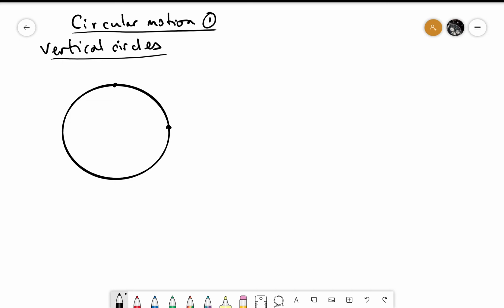Okay, so let's look at an example of circular motion in action. We have a vertical circle here. There's an object which is being whirled around a vertical circle, and let's make it go this way. It's going up the top and all the way around to the bottom again. So I'm interested when the object is at the top and when the object is at the bottom.